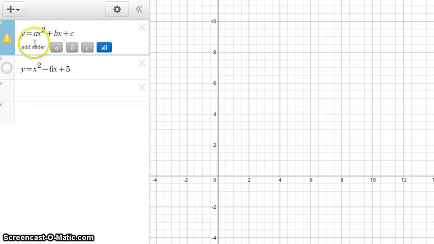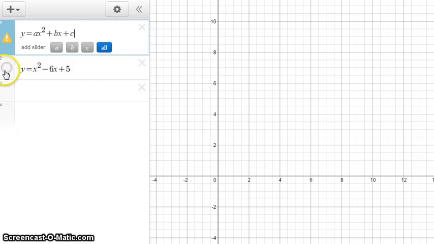y is equal to ax squared plus bx plus c, where of course my a cannot be 0. a, b, c are just any constants, any value, but a cannot be 0, because if a becomes 0, then that whole thing goes away. We wouldn't have a quadratic function. Okay, so this is the standard form of a quadratic function.